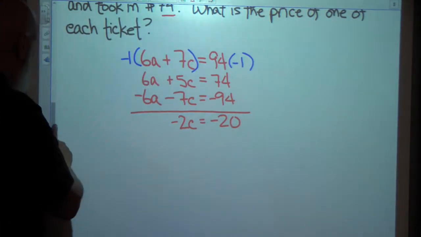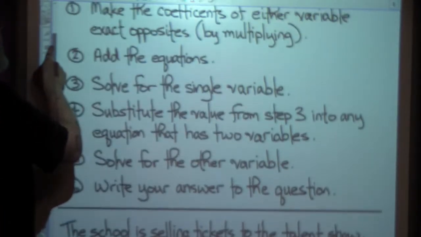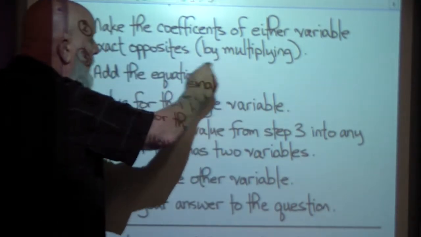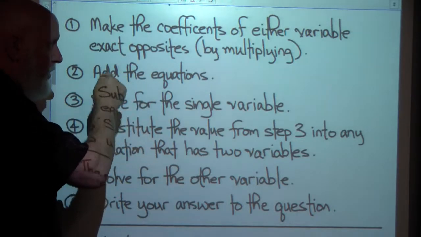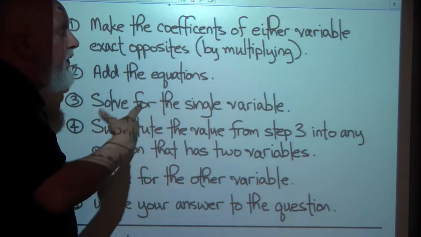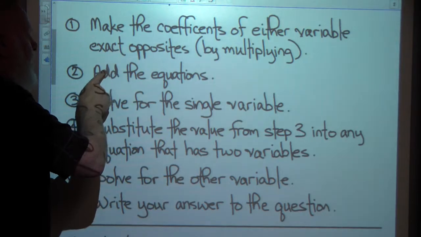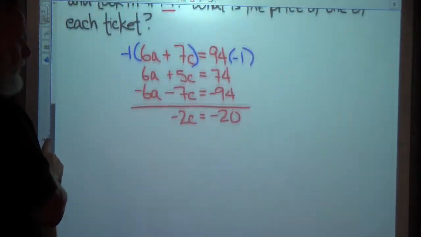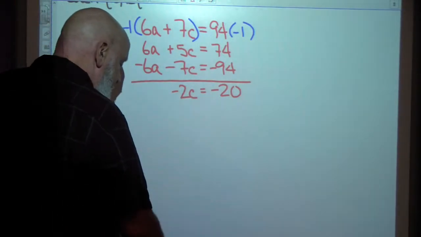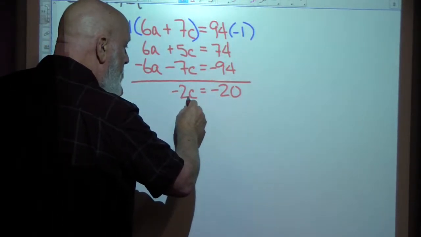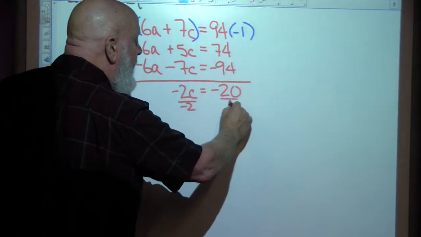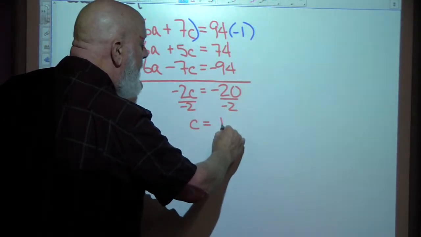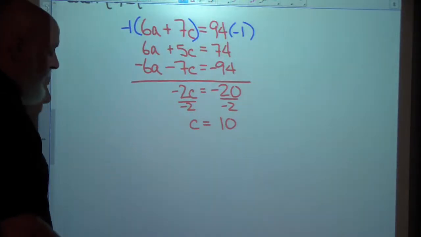Okay, so what I've done so far is the first 2 steps. Make the coefficients of either variable exact opposites by multiplying. That means we're going to multiply both equations by something until the coefficients of either variable are exact opposites. Step 2, we added the equations. Now we're going to solve for the single variable. Here I'm just going to divide both sides by -2. So I divide that by -2 and divide this by -2. This gives me C is equal to, negative divided by negative is positive, 20 divided by 2 is 10.